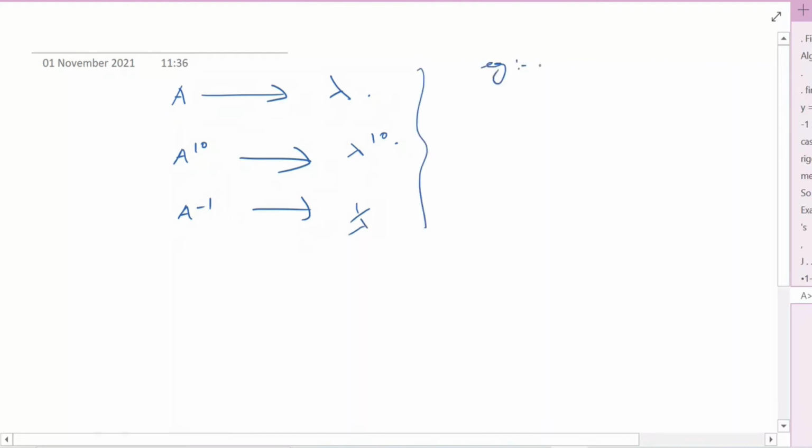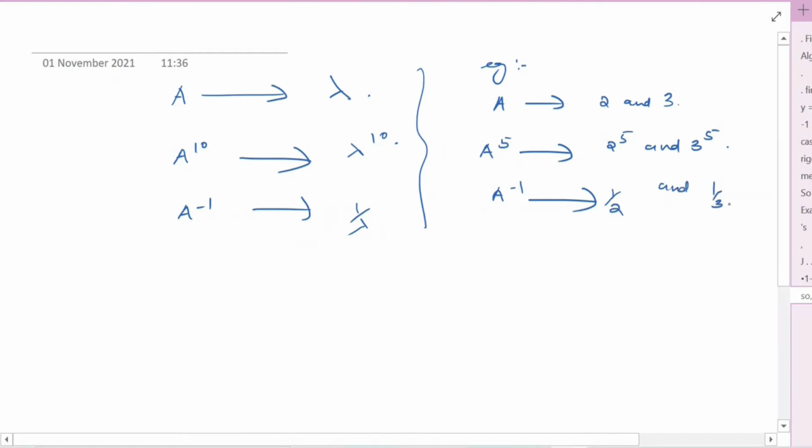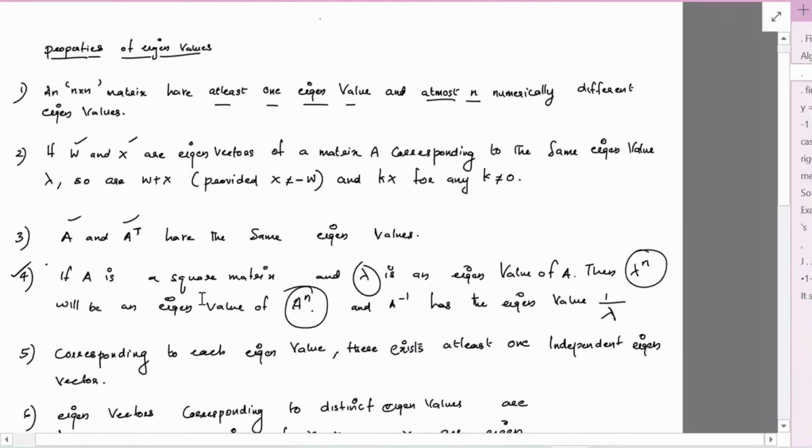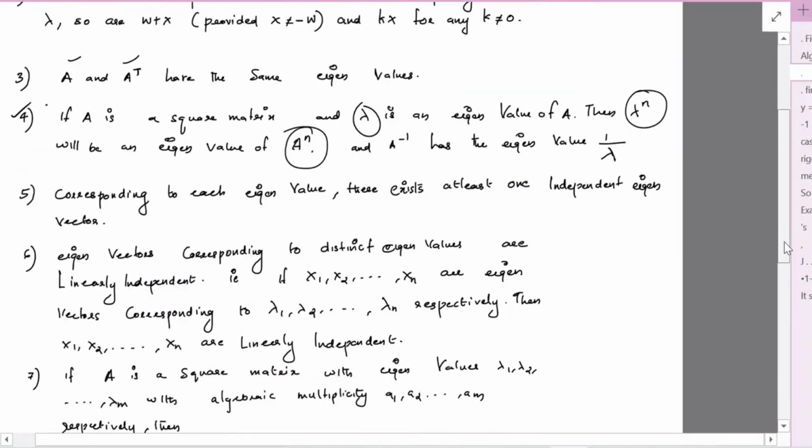Example: suppose that 2 and 3 are the eigenvalues of A. Find the eigenvalues of A raised to 5. The eigenvalues of A raised to 5 will be nothing but 2 raised to 5 and 3 raised to 5. Similarly, A inverse has eigenvalues 1 by 2 and 1 by 3. That is what the property says: A is a square matrix and lambda is an eigenvalue of A, then lambda power n will be an eigenvalue of A power n, and A inverse has the eigenvalue 1 by lambda.